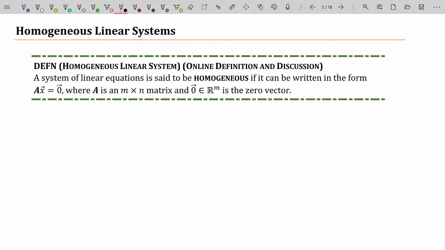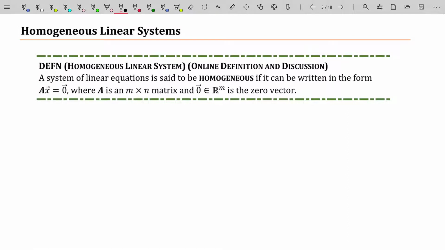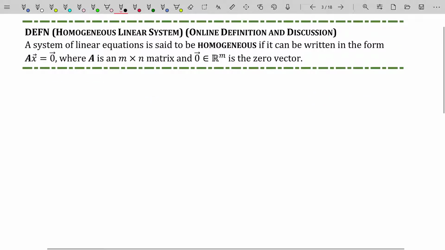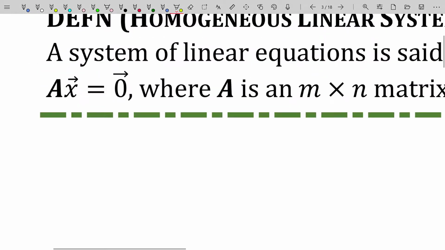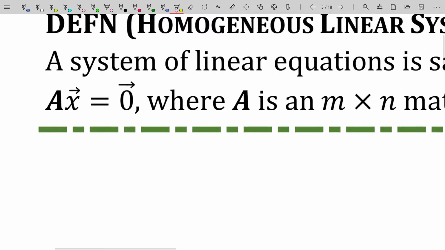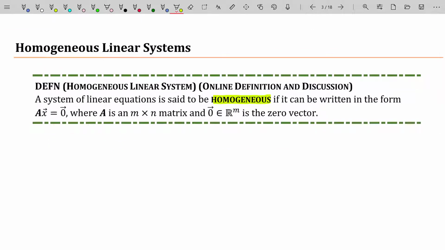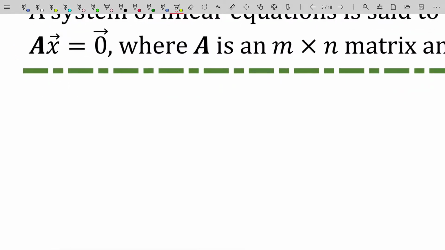Now we're going to delve into solution sets of linear systems. And before we can do that, we need to introduce a very special kind of linear system, and that is the homogeneous linear system. A system of linear equations is said to be homogeneous if it can be written in the form AX equals 0, where A is an m by n matrix and 0 is a zero vector in Rm. Now, you may think, well, that's a pretty quick definition. Why'd you make a full video for it? It is because it turns out that homogeneous linear systems are incredibly important in linear algebra.